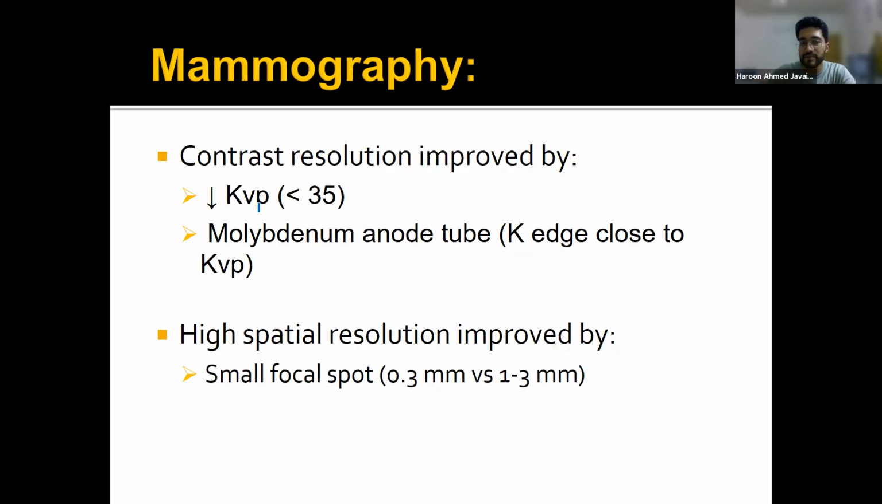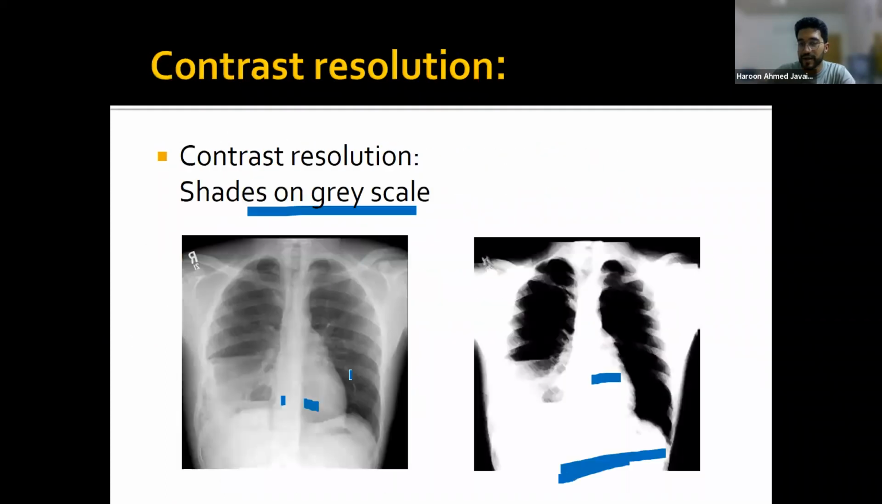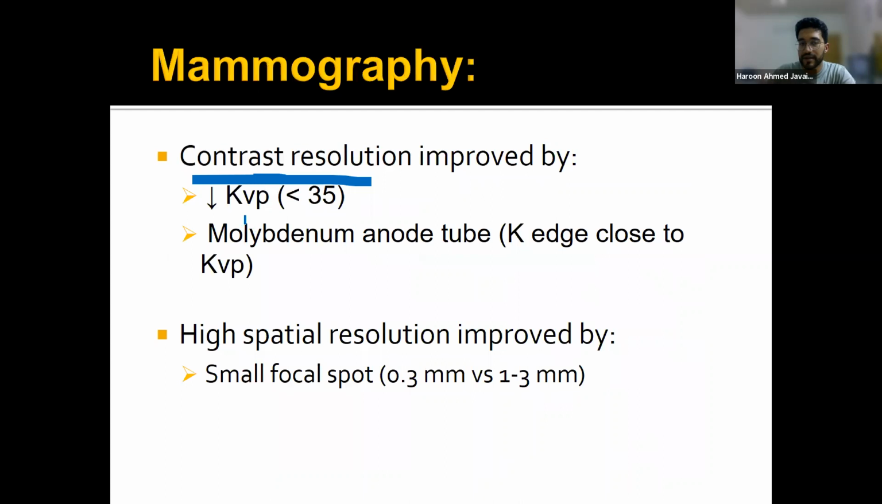Basically over here, you just have to memorize this. Contrast resolution. What is contrast resolution? Difference between the colors. How do you increase it? You increase it by changing the material of the anode. So remember how we talked about a tungsten material? Let me talk about this again.